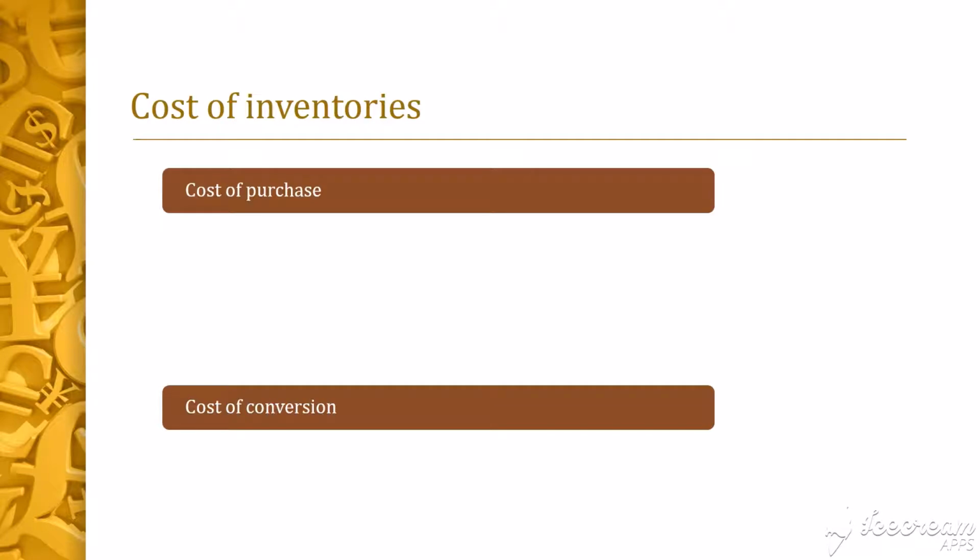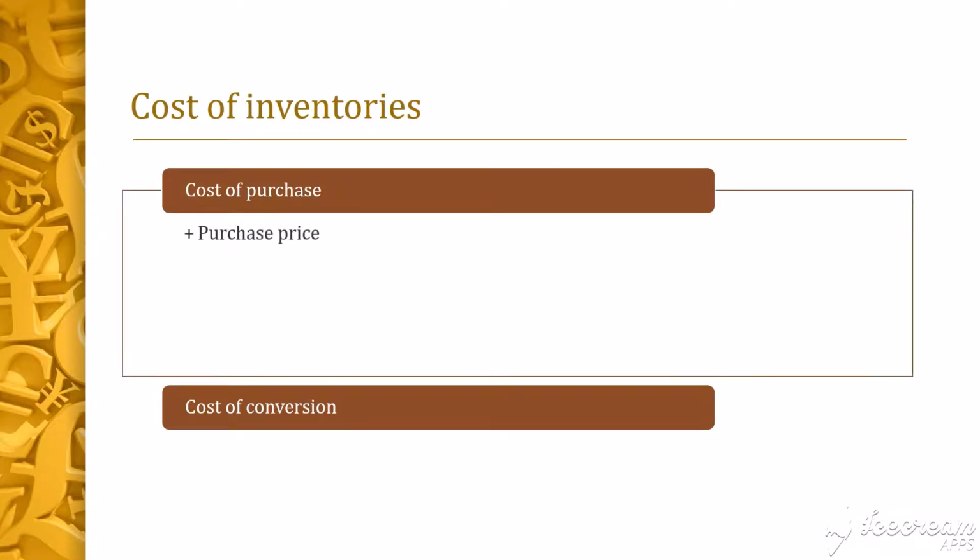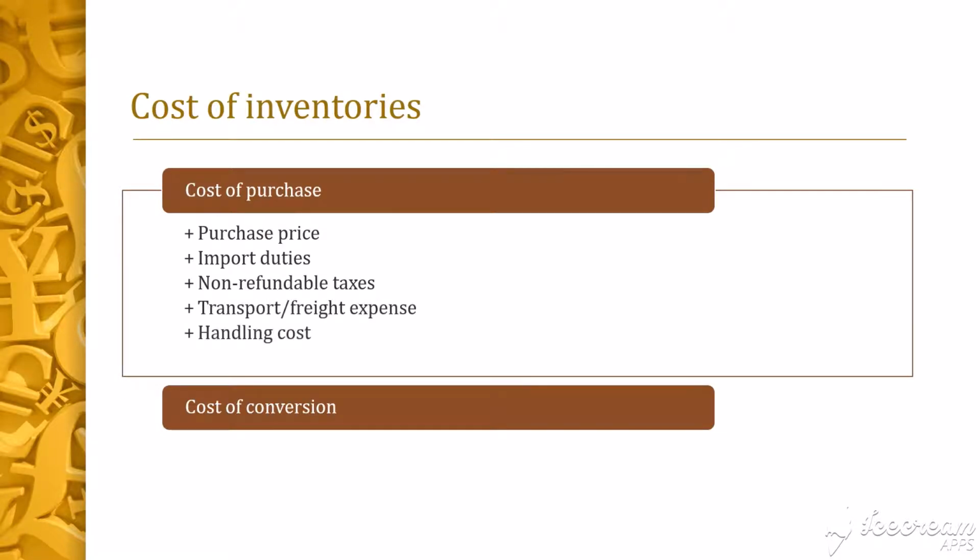The cost of purchase comprises the purchase price, import duties, other non-refundable taxes, transport, handling, and other costs directly attributable to the acquisition of finished goods. Trade discounts, rebates, and other similar items are deducted in determining the cost of purchase.